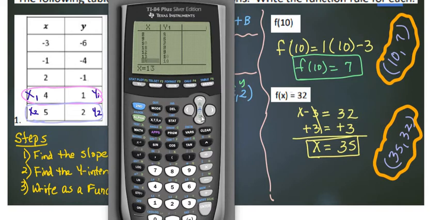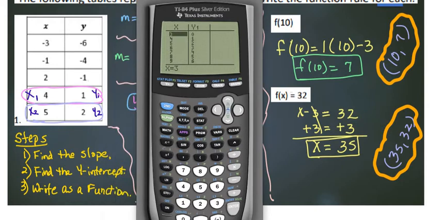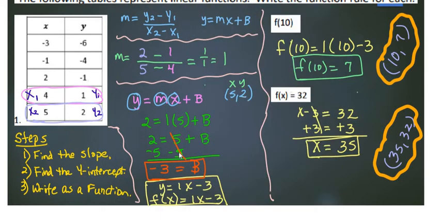Now I can go all the way to 35. And when I go all the way to 35, I see that 35 is 32, the same thing. So I definitely know that this right here is the correct function for this table. Now, when I'm looking at linear functions, for it to be a linear function, it has to have the same slope, which is the same common difference.